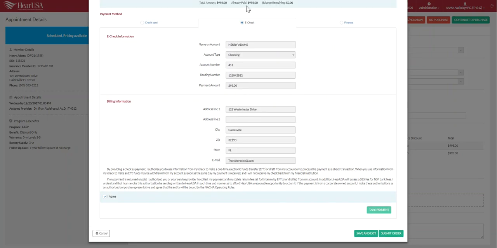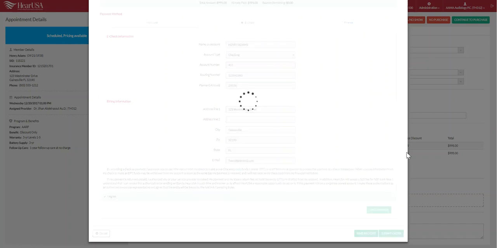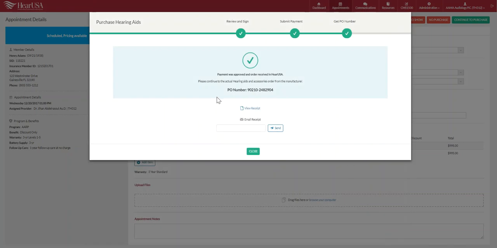Okay, now we can see that that amount was paid, so 700 plus the 295 that we just entered. So the balance remaining is 0. So now we can submit that order. All right, and we got this PO number, which means we were successful. And now you can order those from the manufacturer.